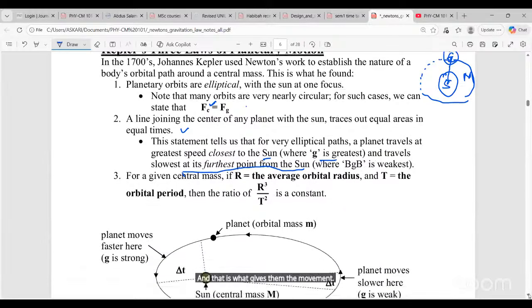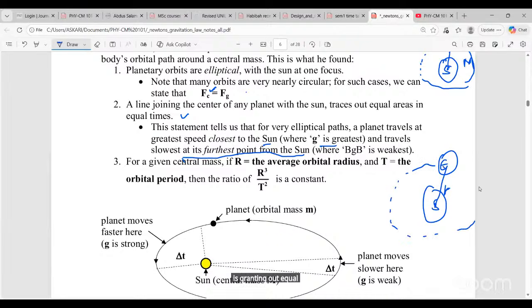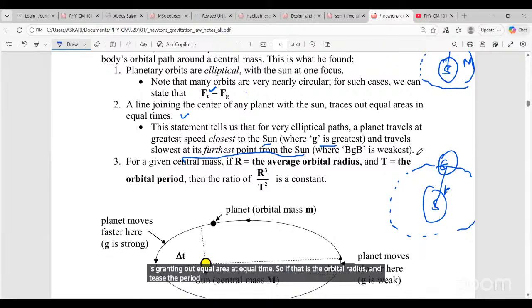And the last one: if R is the average orbital radius, like I said, you have the Earth, you have the sun. This is the R. It's cutting out equal area at equal time. So if that is the orbital radius and T is the period, since there's a movement round, you can always calculate the period.